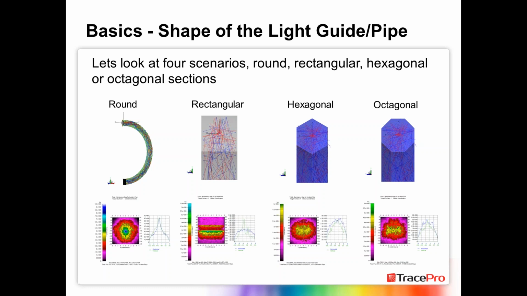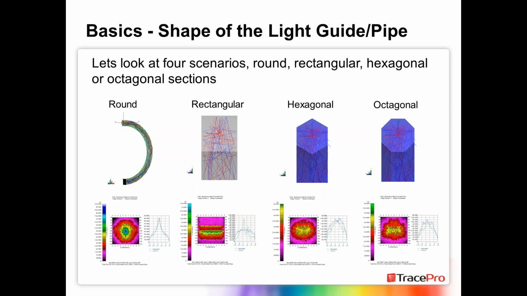For the round, in the bottom left-hand corner there, we see an irradiance map and it shows the light output is quite uniform. It's round in nature when it comes out, but it's mostly peaked in the middle. And we're going to be able to see that LED as it goes around this particular bend, and it's going to be much brighter than the edges.